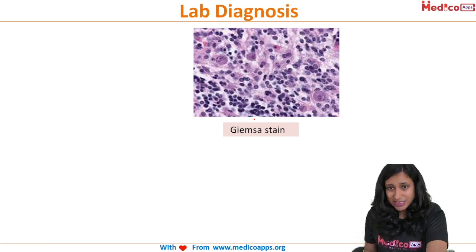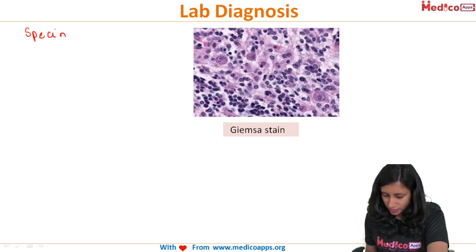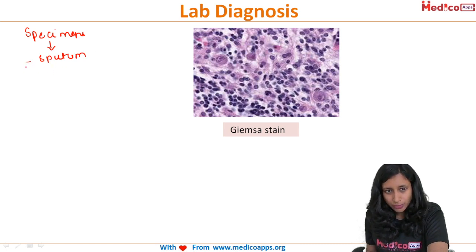Now, what are the specimens that you take first? Let's get to what specimens should be taken first. The specimens that are usually taken are sputum in case of pulmonary histoplasmosis, or you can also take an aspirate from your bone marrow. So your bone marrow aspirate is the other.